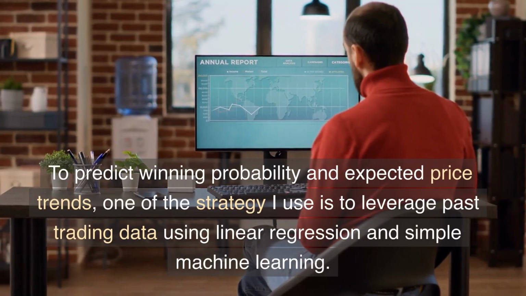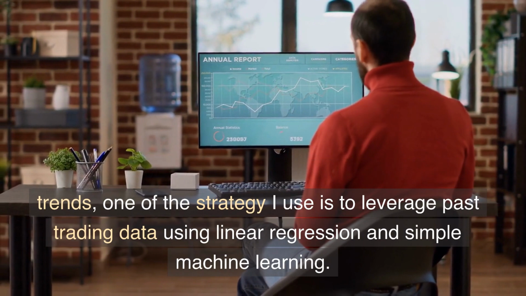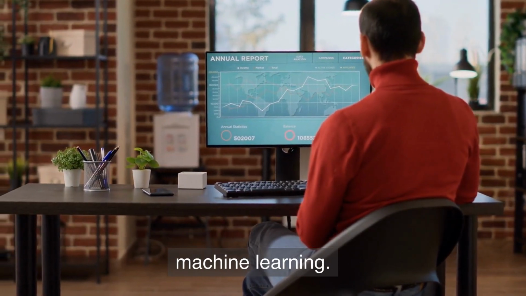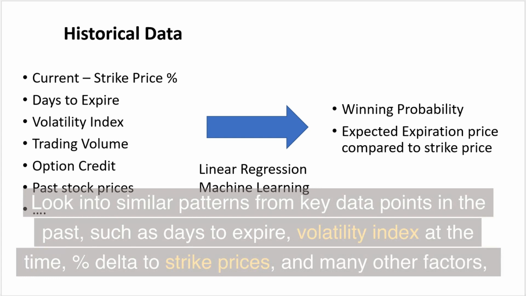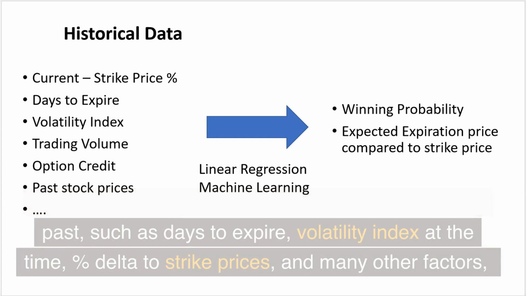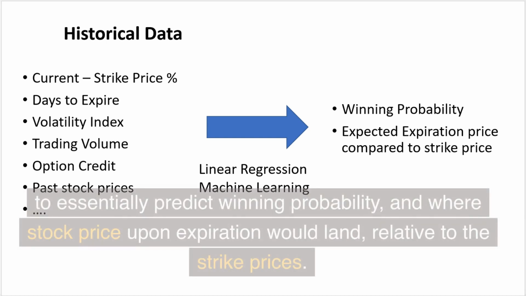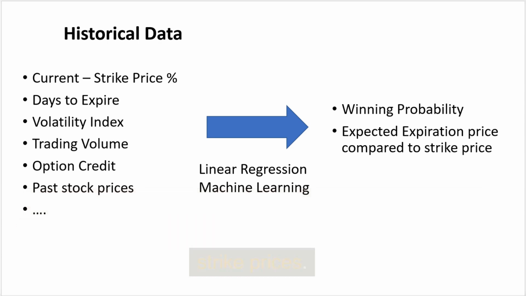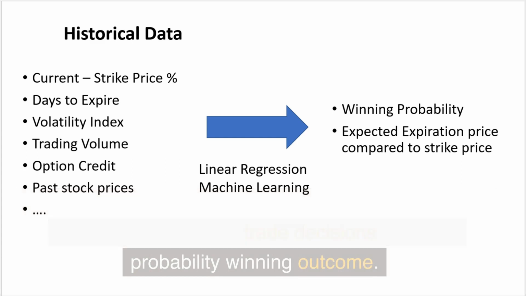To predict winning probability and expected price trends, one of the strategies I use is to leverage past trading data using linear regression and simple machine learning. Look into similar patterns from key data points in the past, such as days to expiration, volatility index at the time, percent delta to strike prices, and many other factors, to essentially predict winning probability, and where the stock price upon expiration would land, relative to the strike prices. This kind of data-driven, objective approach is crucial in making systematic trade decisions with high probability winning outcomes.